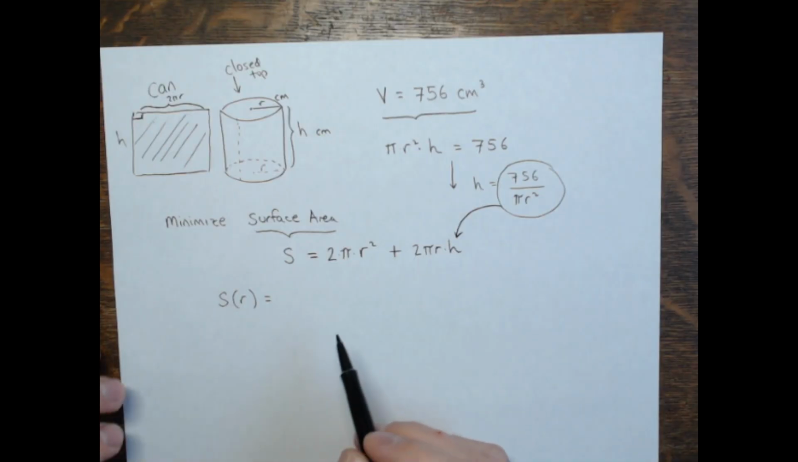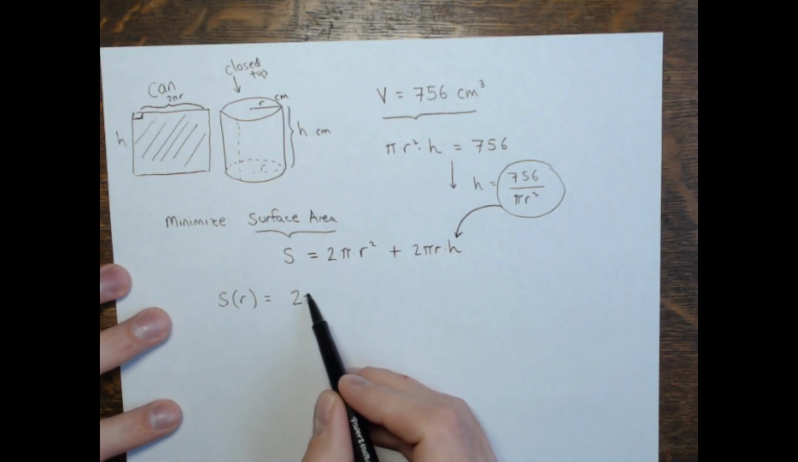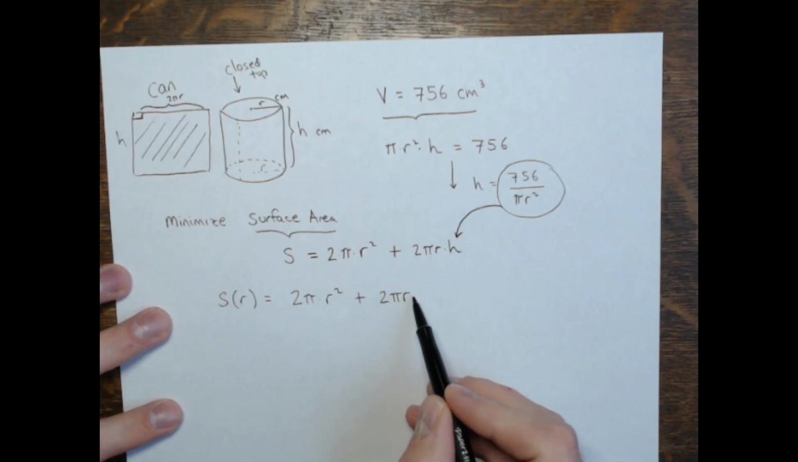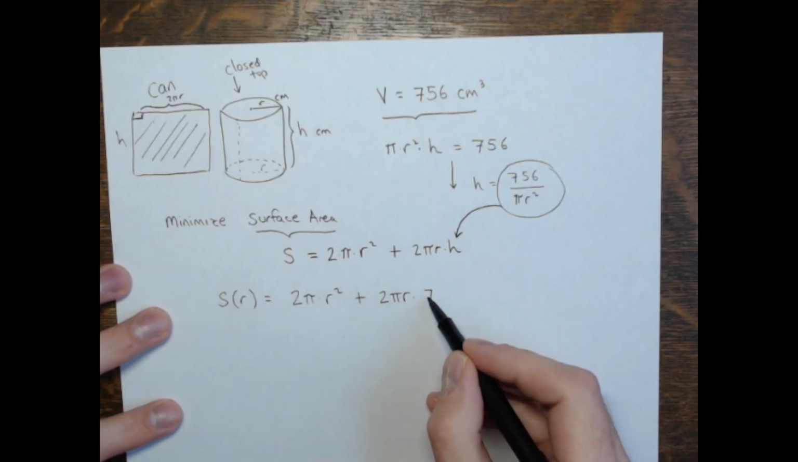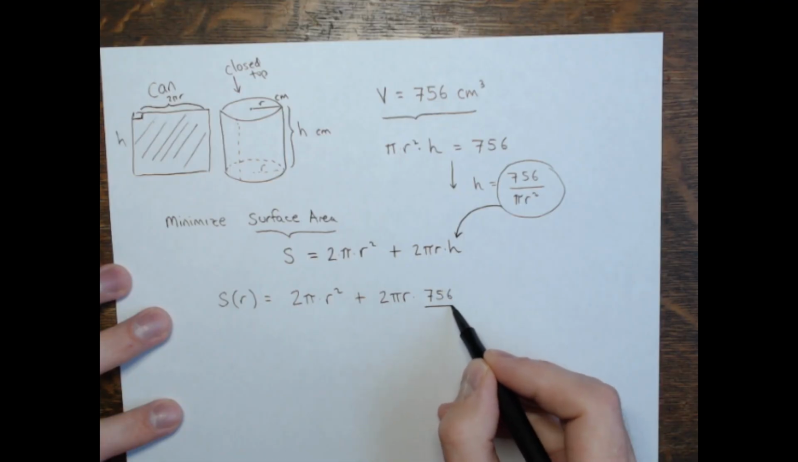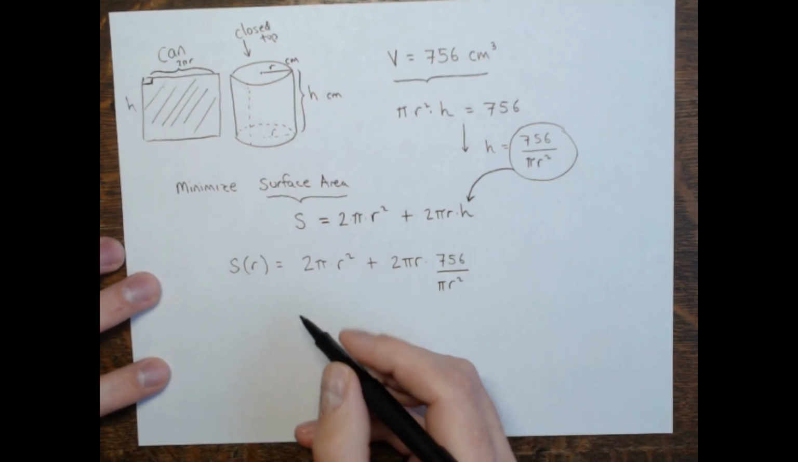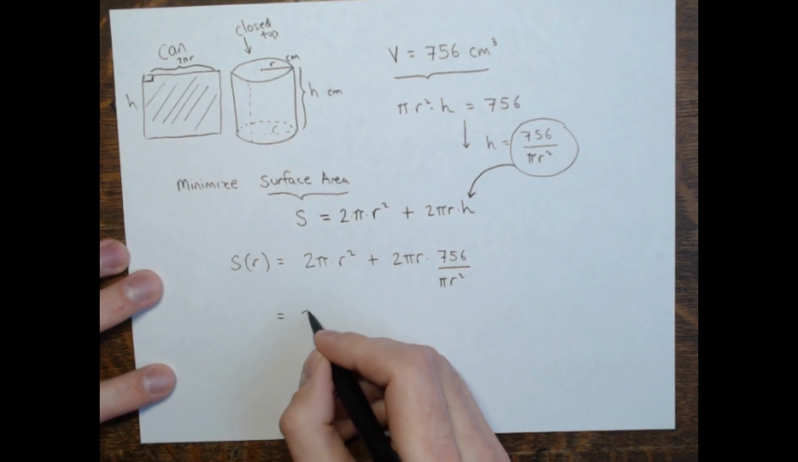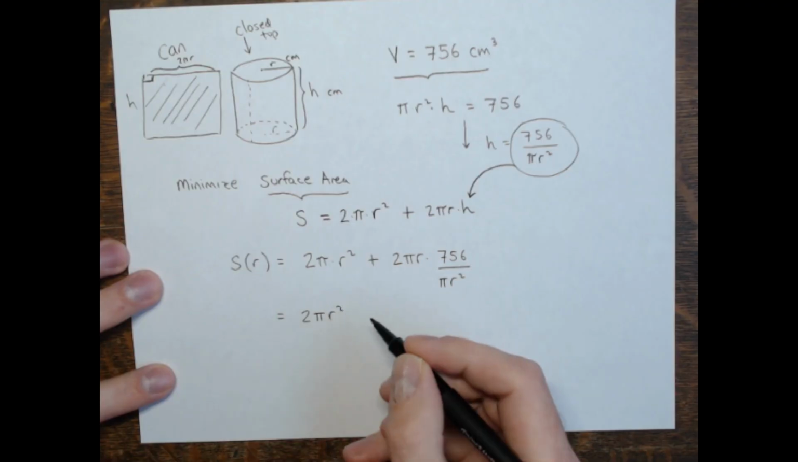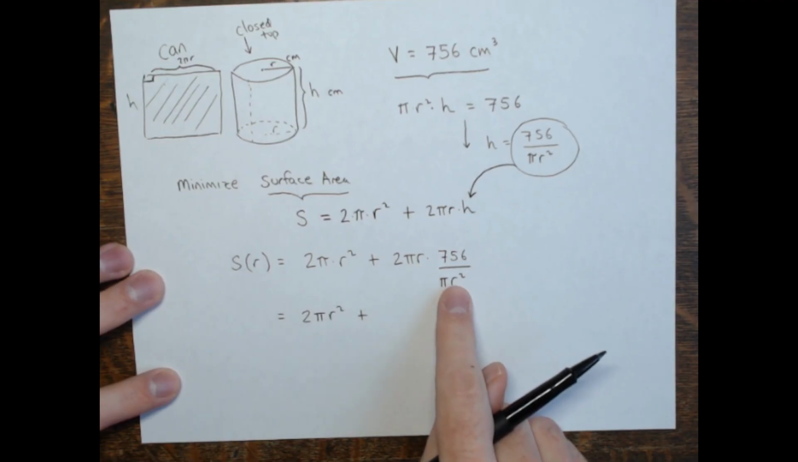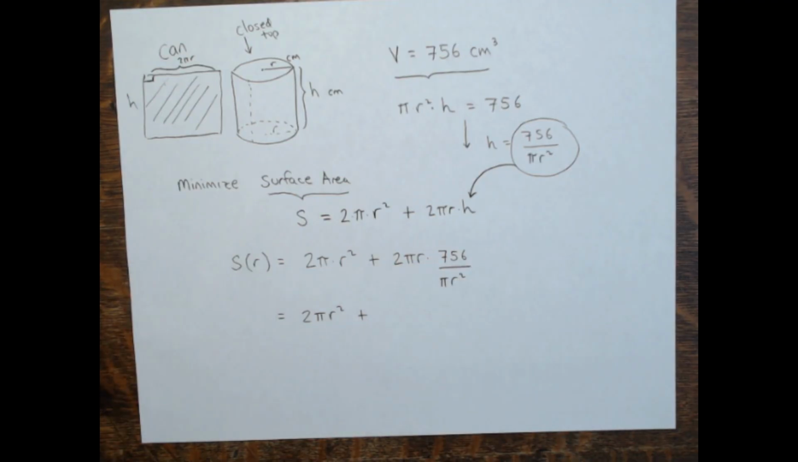It's a function of r: 2 times pi r squared plus, and then 2 pi r times, and then this h is being replaced by 756 divided by pi r squared. All right, so some things cancel here. We can simplify this a little bit. So this would be 2 pi r squared plus, and then here, the pi's would cancel and one of the r's would cancel. And then 2 times 756 would be 1512, 1512.